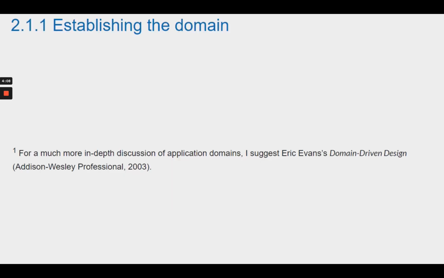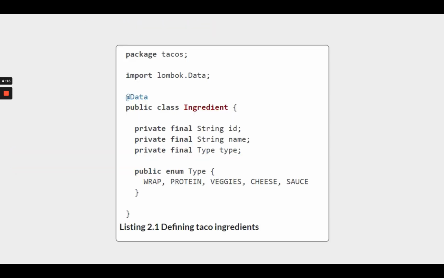Footnote 1. For a much more in-depth discussion of application domains, I suggest Eric Evans' Domain-Driven Design. In your domain, taco ingredients are fairly simple objects. Each has a name as well as a type so that it can be visually categorized: proteins, cheeses, sauces, and so on. Each also has an ID by which it can easily and unambiguously be referenced. The following ingredient class defines the domain object you need.